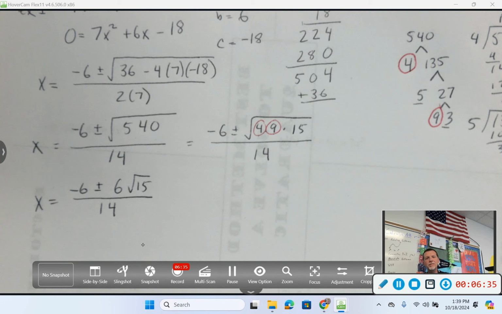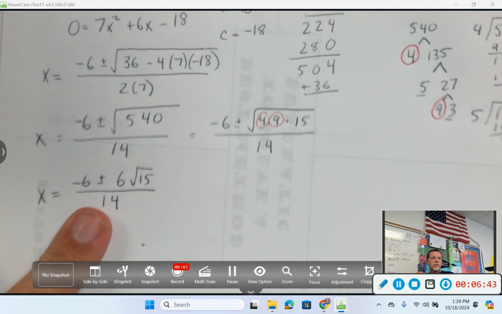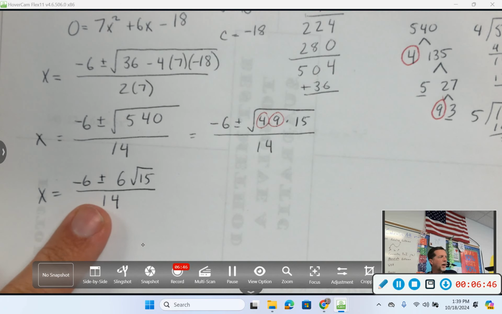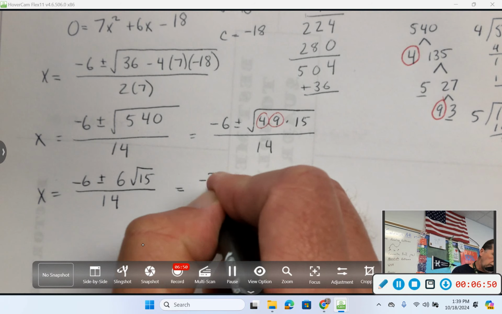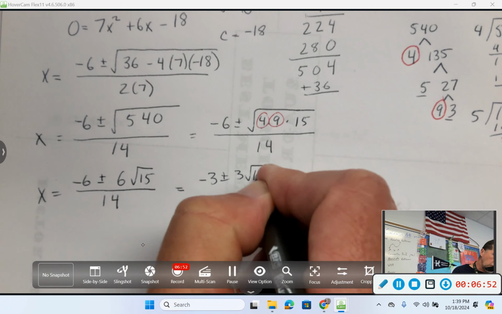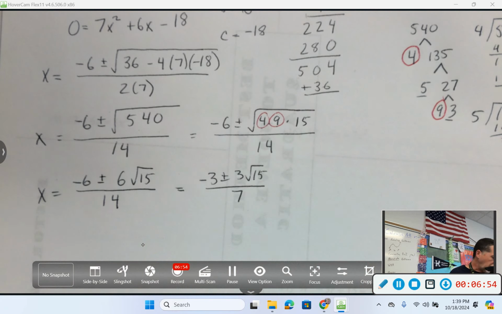So that was kind of ugly, handling the 540. Oh, I'm not done with that. I can simplify by 2. So negative 3 plus or minus 3 root 15 over 7.